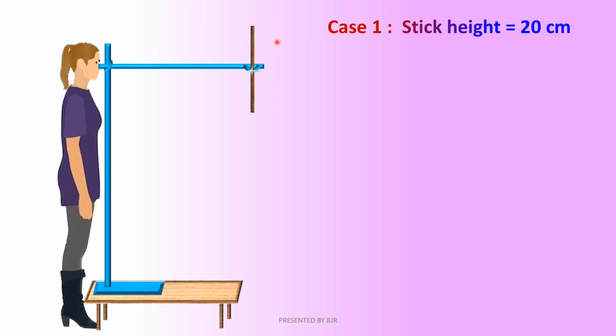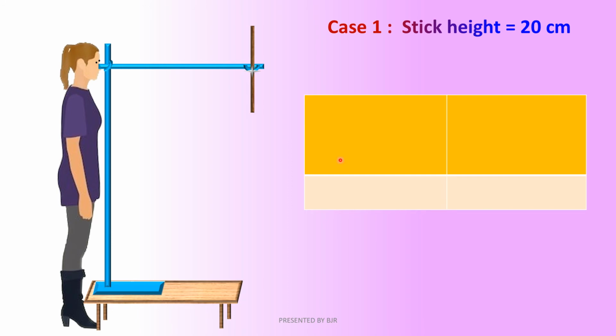Now we have to ask her whether she is able to see both ends of the stick simultaneously or not. Can you see both ends of the stick? Yes. Okay. She replied that she is able to see both ends at a time. Let us record her response here. Whether she sees both ends of the stick, she replied as yes.